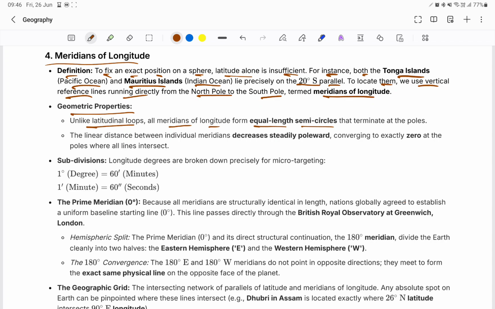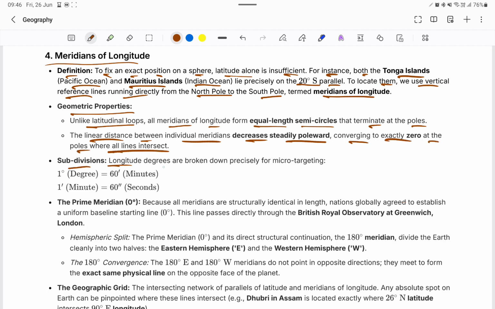Latitudes are the loops. Geometric properties of longitudes: unlike latitudinal loops, all meridians of longitude form equal length semicircles that terminate at the poles, and the linear distances between individual meridians decrease steadily polewards, converging to exactly 0 at the poles where all lines intersect.